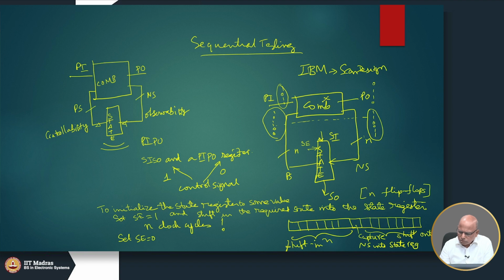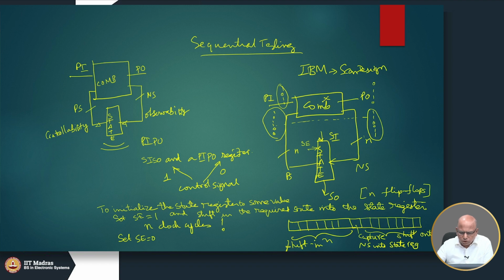So, as you can see, it is going to be slow, right. We will need n clock cycles to shift in the previous state, 1 clock cycle to capture and then another n clock cycles to shift out. But the advantage we get is now we can overcome the controllability and observability problem. We do not have to worry about controllability and observability.